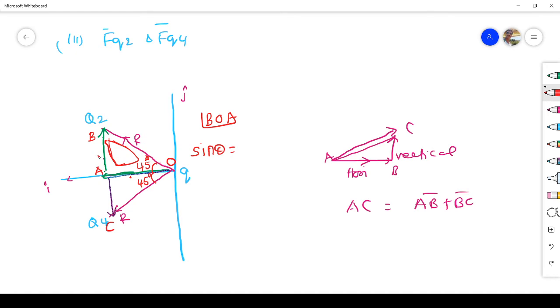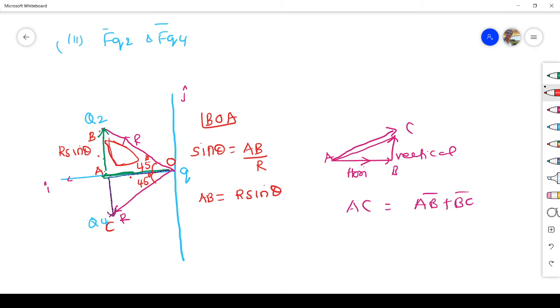Sin theta is equal to opposite side, and the opposite side is AB. The hypotenuse is R, because sin theta is opposite by hypotenuse. So what is my AB? AB is equal to R sin theta. Yes or no? So AB is equal to R sin theta going in this direction.